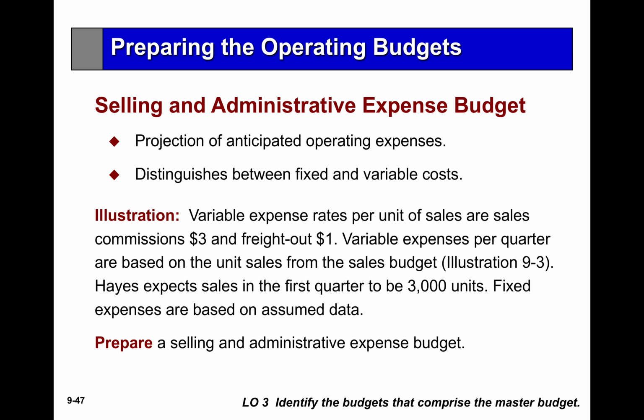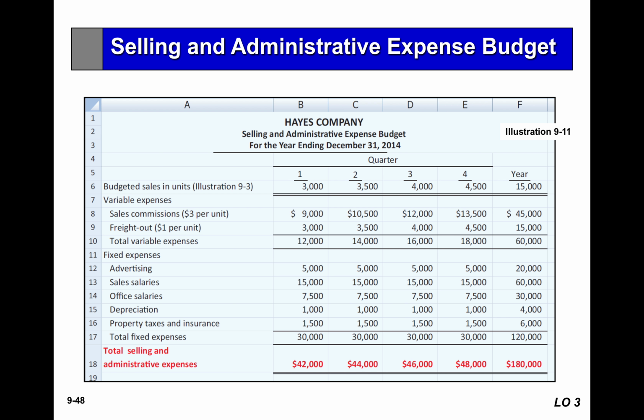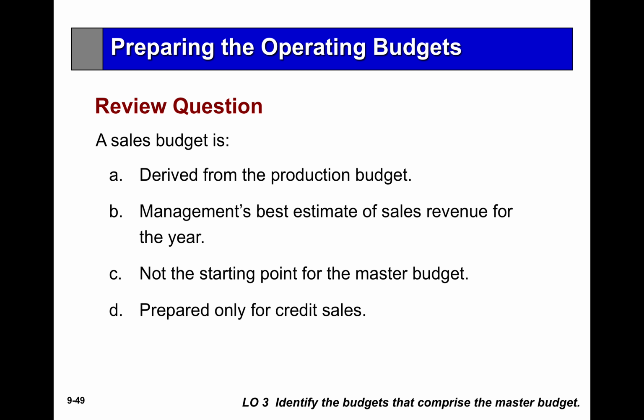This is an illustration. I'm not going through the illustration, so you can do that if you want, just for your interest. But I'm interested, first of all, in this question. A sales budget is what? Derived from production budget, management's best estimate of sales revenue for the year, not the starting point for the master budget, prepared only for credit sales. Of course, it is answer number B.